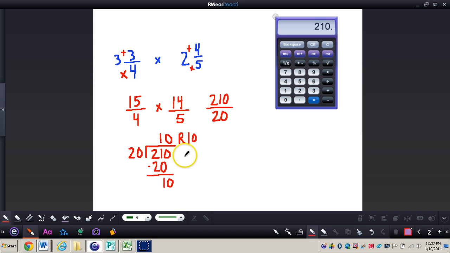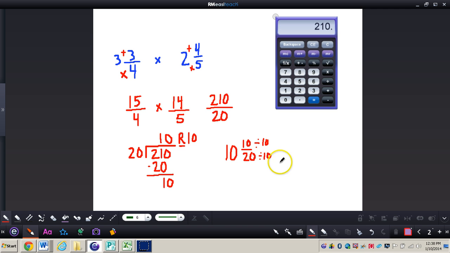Now it's important to know what we do with the numbers. The quotient will be your whole number. Your R for the remainder stands for right on top of your fraction. And then the 20, or the denominator, will stay the same. So we have 10 and 10/20ths. So it is important to simplify your fraction. Now I know that 10 and 20 can both be divided by 10.